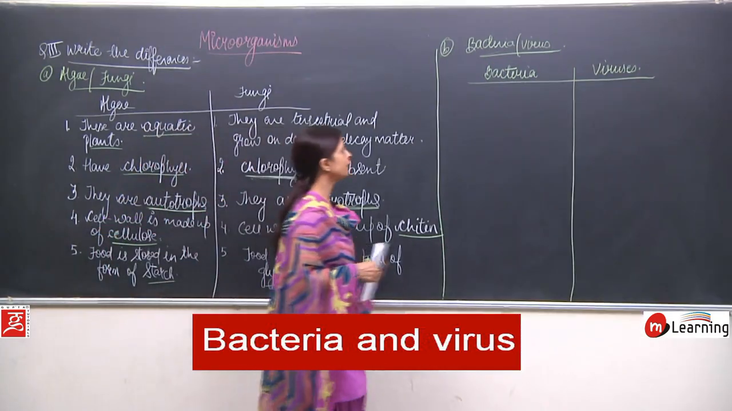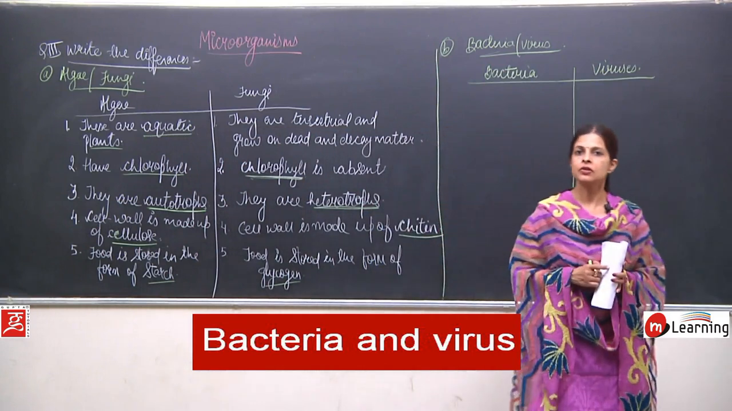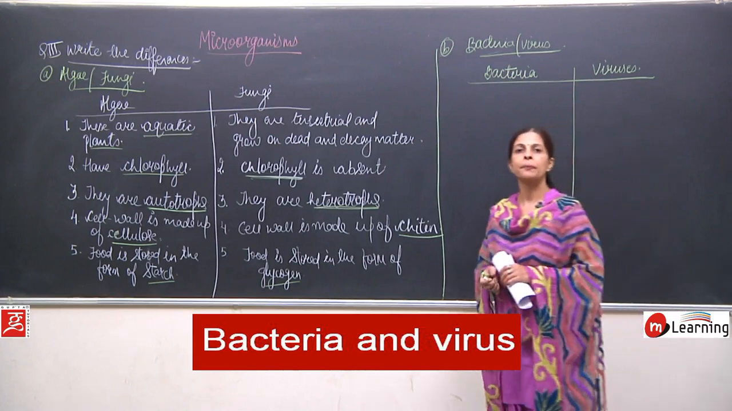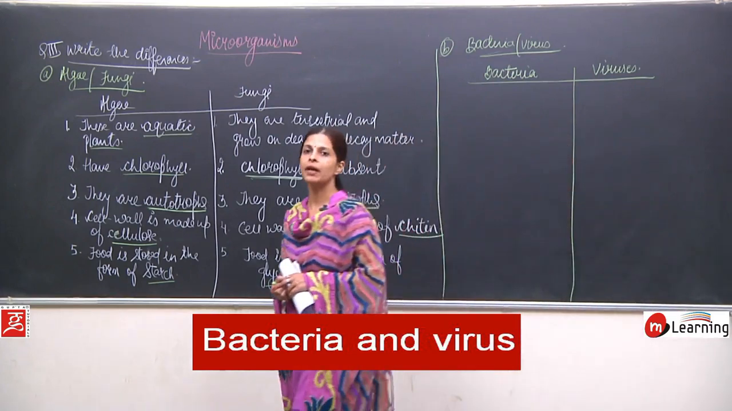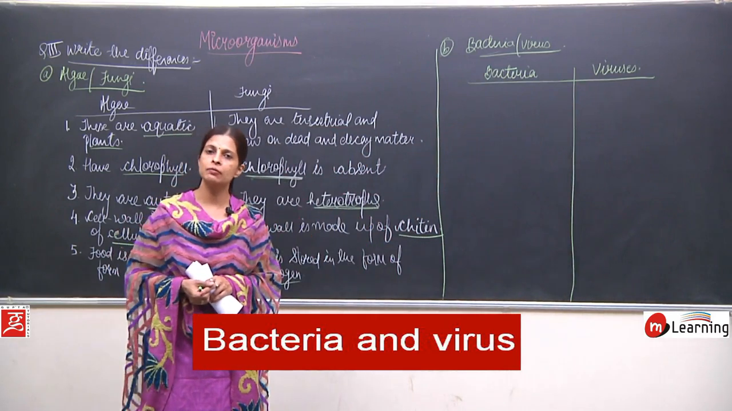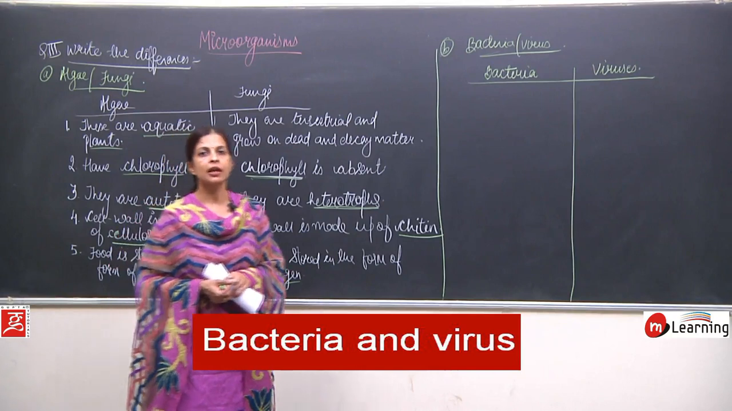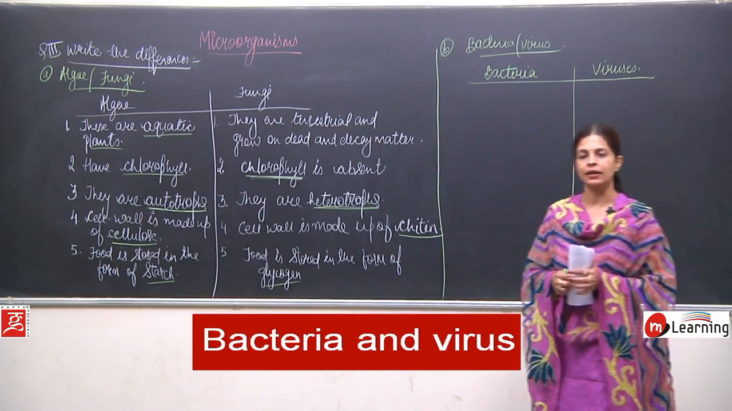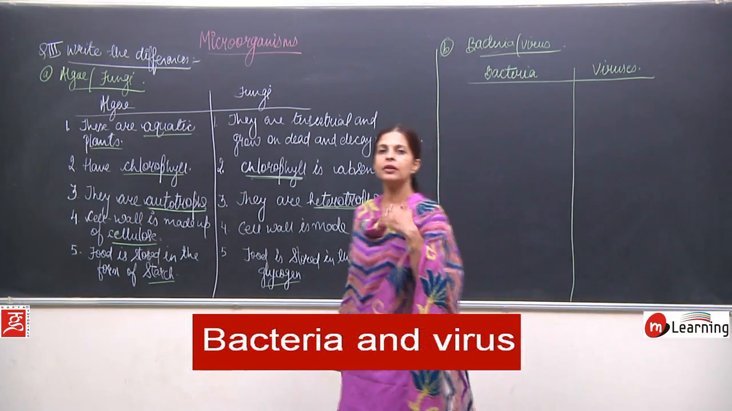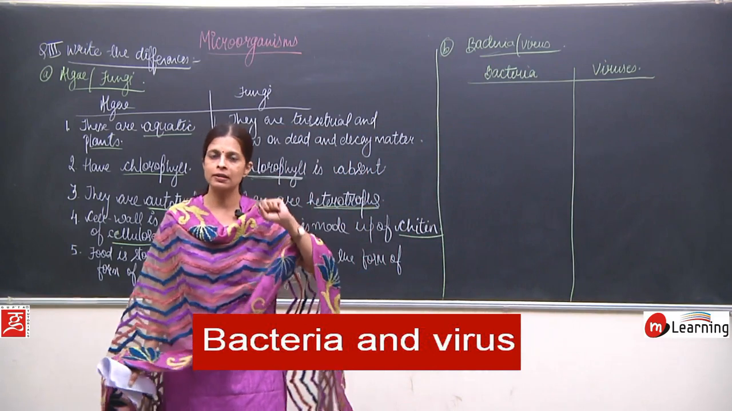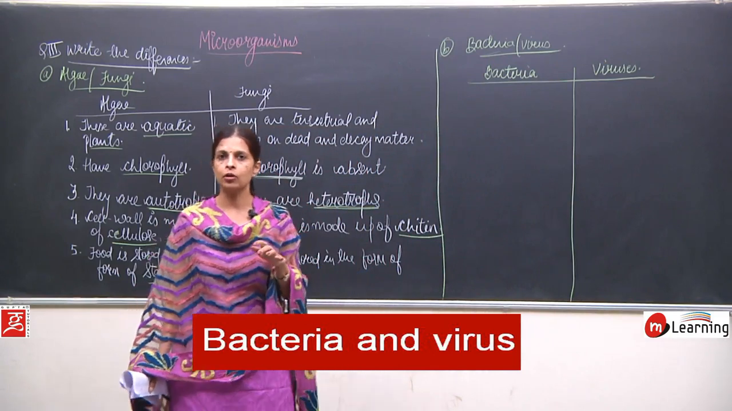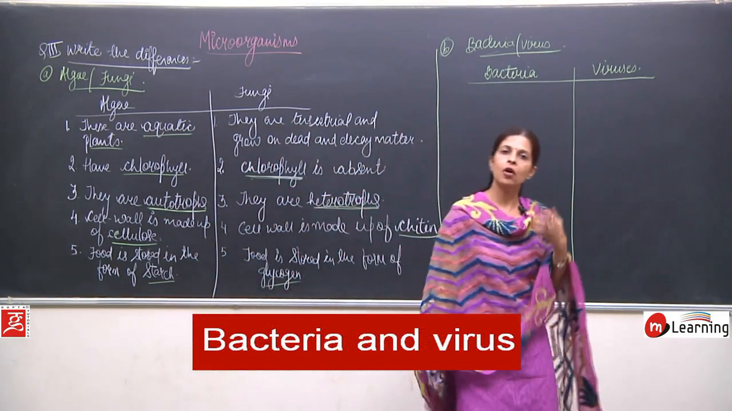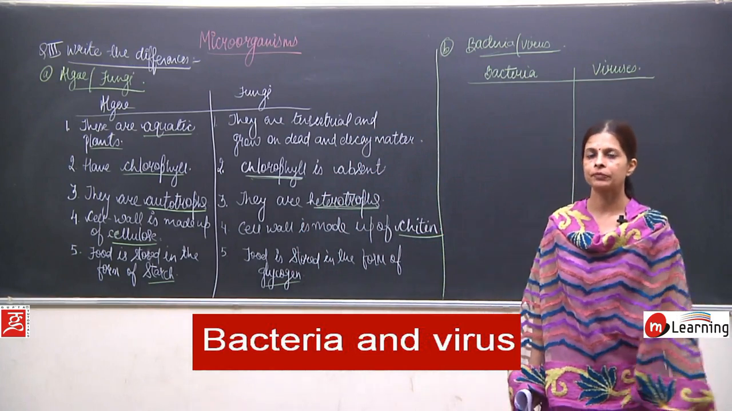Now we will be discussing the difference between the bacteria and viruses. So when we talk about bacteria and viruses, the first thing which comes to mind is that viruses are very minute creatures. These are even smaller than the bacteria. And bacteria have their own cell. Bacteria are the ones which can live on the living things also, that means in and on the living organism's body also. And at the same time, the bacteria can survive on non-living things also.